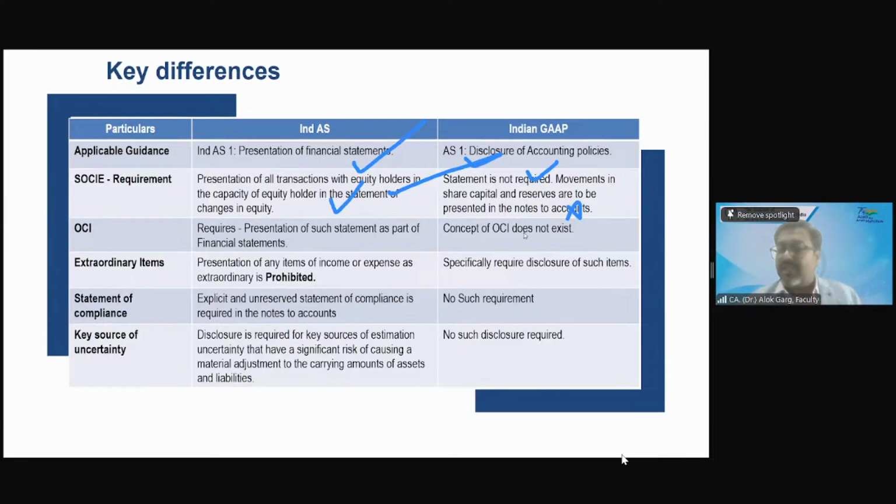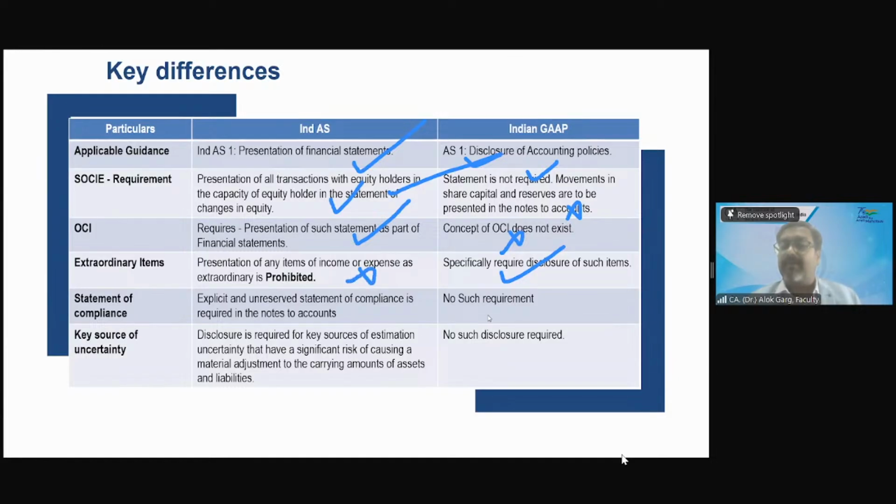OCI, whether concept of OCI was there in accounting standard? No, sir, not there, sir. It was not there. Okay. So it was not there, but in Ind AS it is there. Whether extraordinary item, whether this concept was there in accounting standard, extraordinary item. Yes, it was there. But in Ind AS, no, in Ind AS it is prohibited.